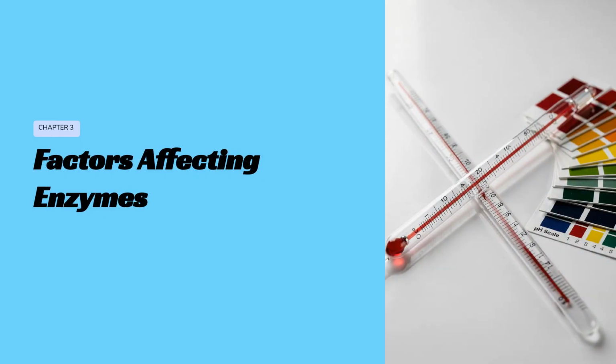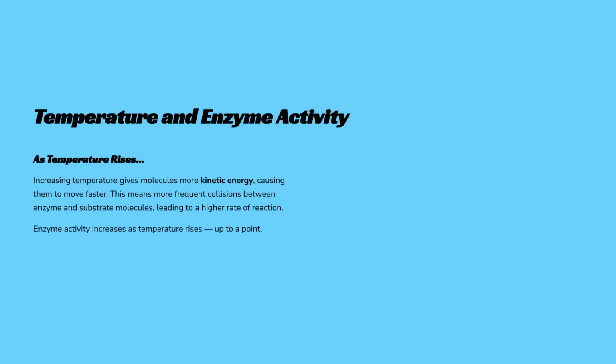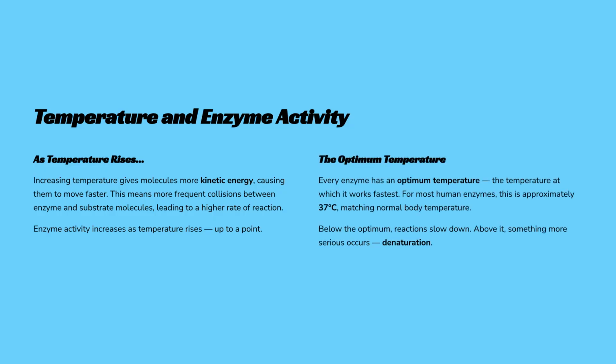Chapter 3 covers the factors affecting enzymes, including temperature and pH, and what happens when these conditions change. As temperature rises, molecules gain kinetic energy, increasing collisions and the reaction rate up to a point. Every enzyme has an optimum temperature, approximately 37 degrees Celsius for human enzymes. Temperatures above this cause denaturation.